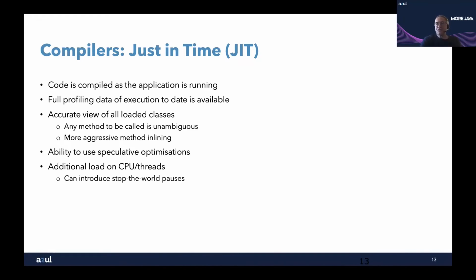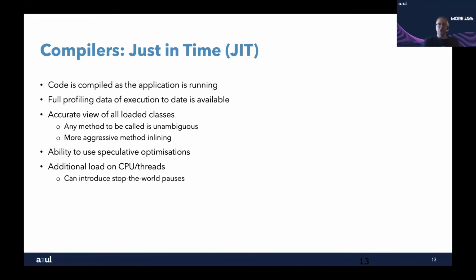We're also able to use speculative optimizations. This is essentially saying that we look at the way the code has run up to this point in time, and we make the assumption that having run that way, it will continue to be used in that way in the future. And let's optimize based on that approach. Very powerful, very useful technique.